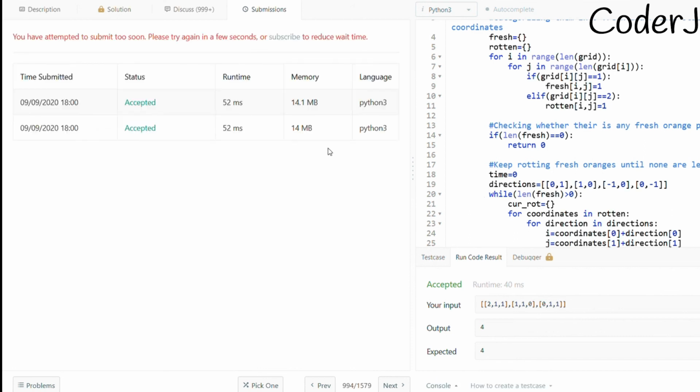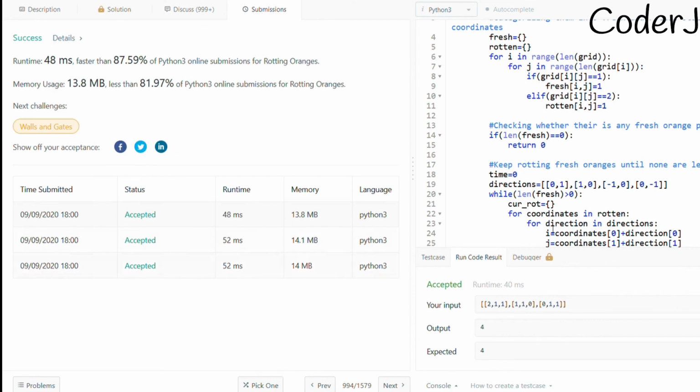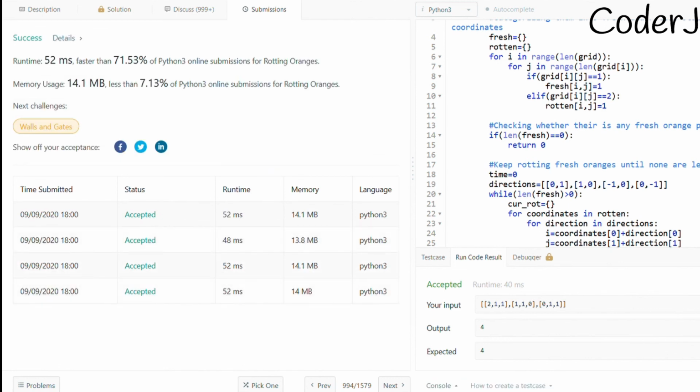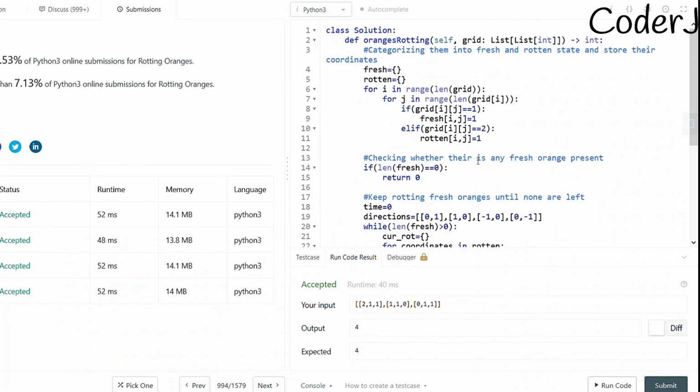So is this the best that we can do? Fingers crossed. 48 ms, yes, 87.59%. One last try, 52 ms. Okay, so this was my solution for oranges rotting.